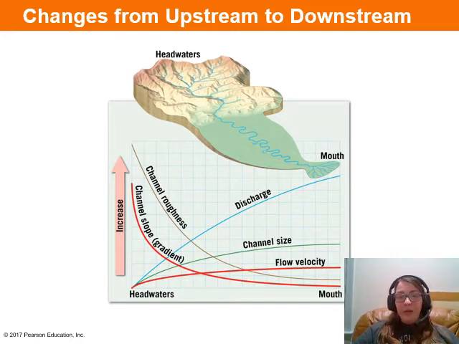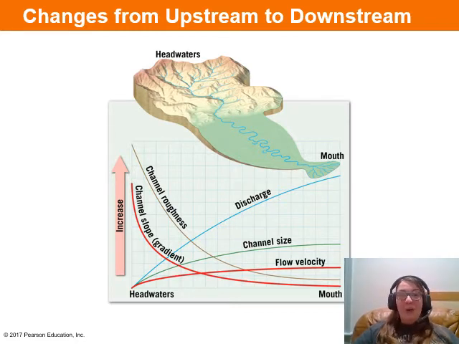So here in our mountainous areas, we have very tiny rivers. And then as they move to the mouth, they're going to get larger, they're going to get wider and deeper. So the channel size is going to increase, which means that the volume of water, just how much water is inside of these rivers, is going to increase as well, which will increase the discharge, or the amount of water moving through every single second.